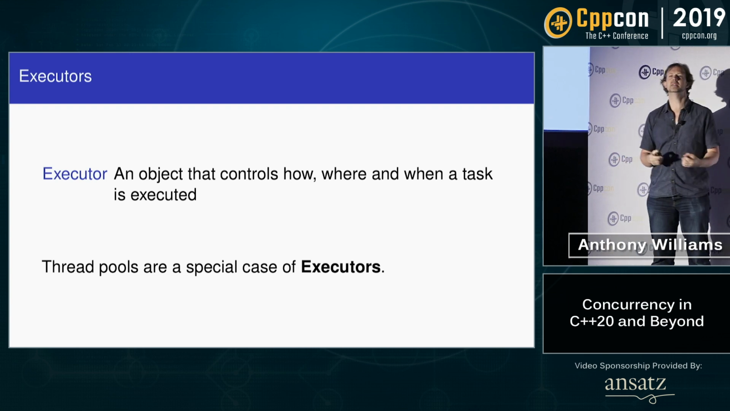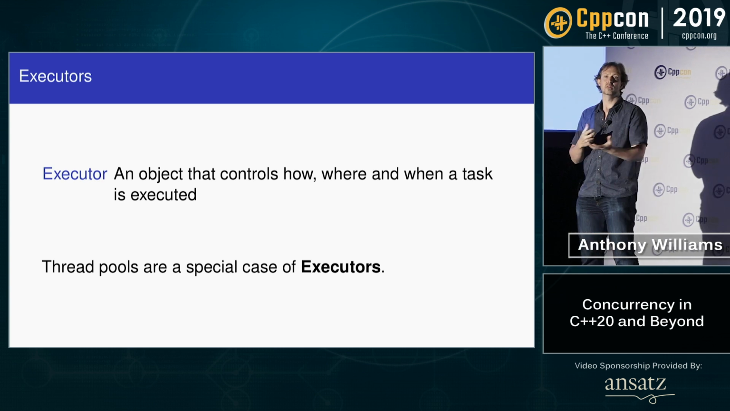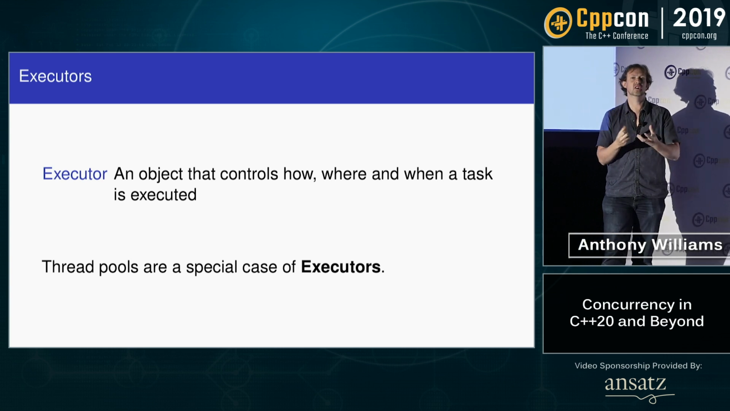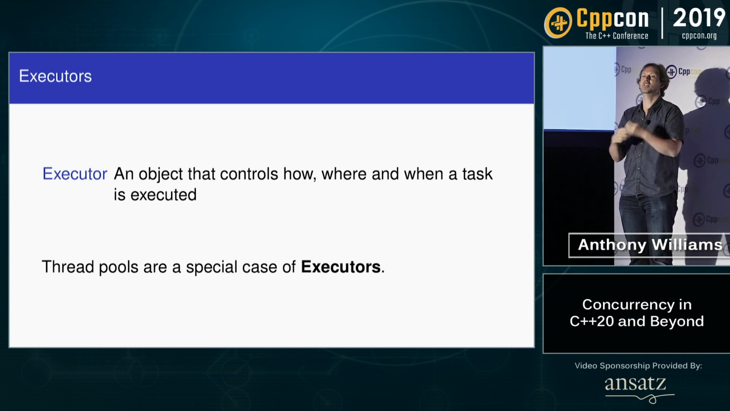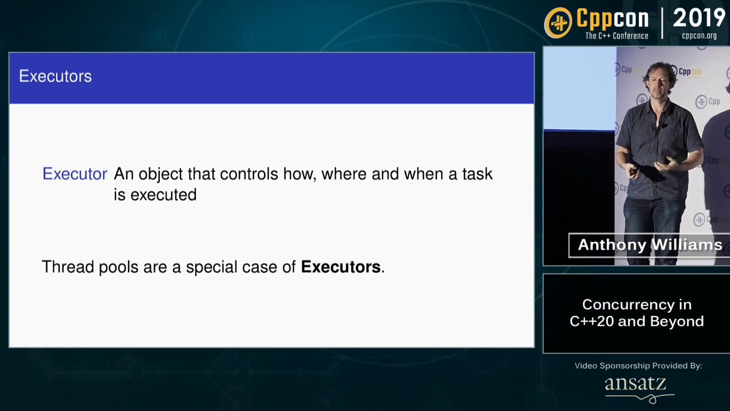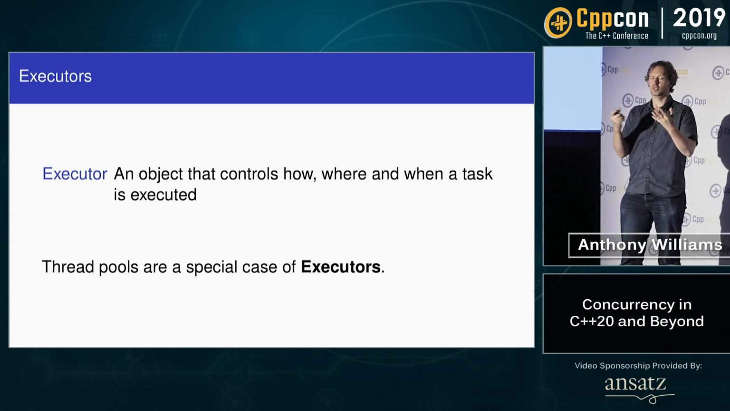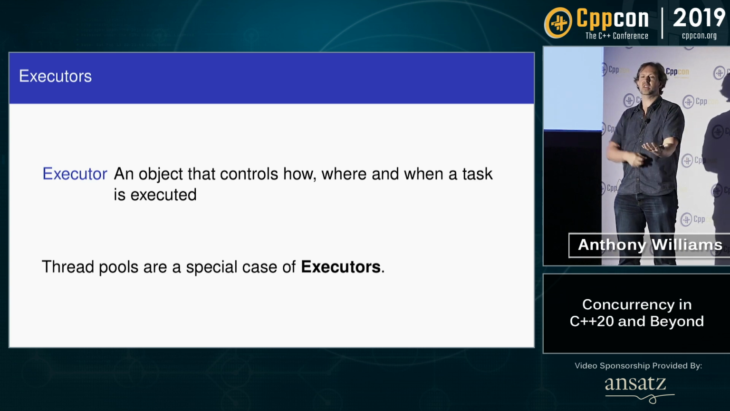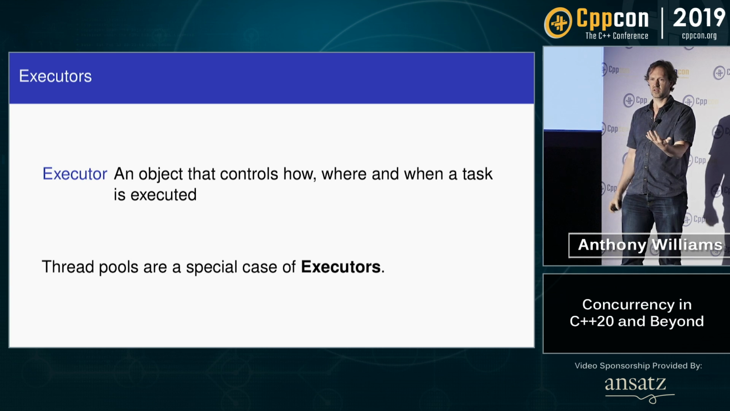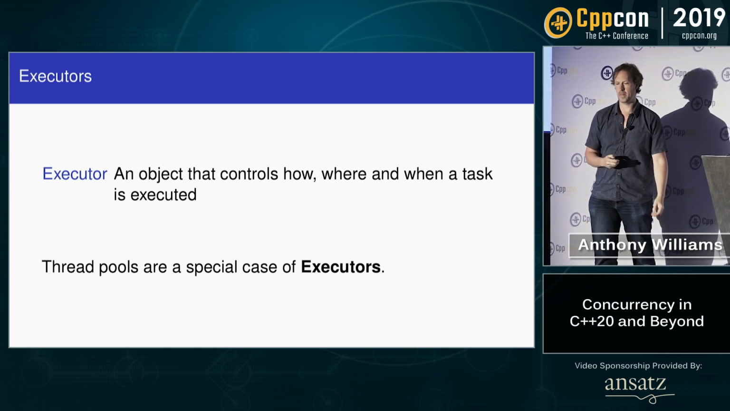Executor. Fundamentally, it's an object that controls how and where and when a task is going to be run. Its purpose is to run tasks. You give it tasks to run, and it chooses how it's going to do that. And of course, a special case of that is a thread pool. It says, I've got 5 threads, you give me the tasks, I'll choose which thread does it, and then I'll keep reusing the threads to do multiple things.